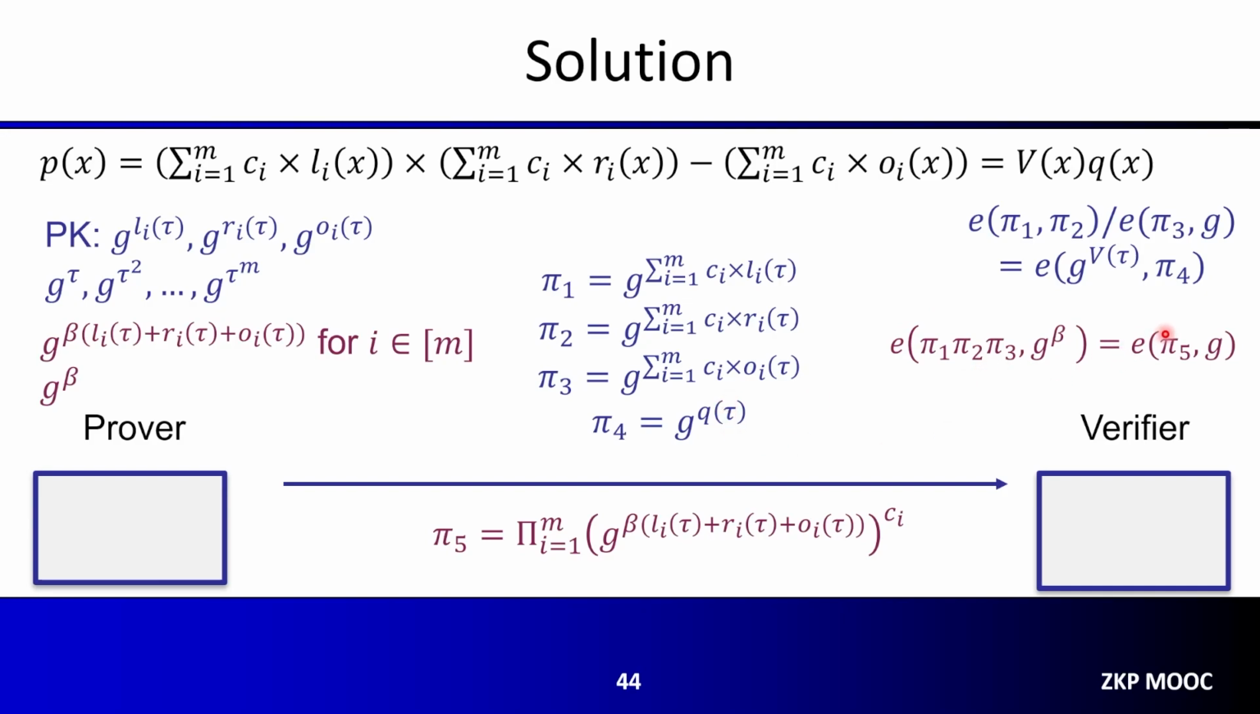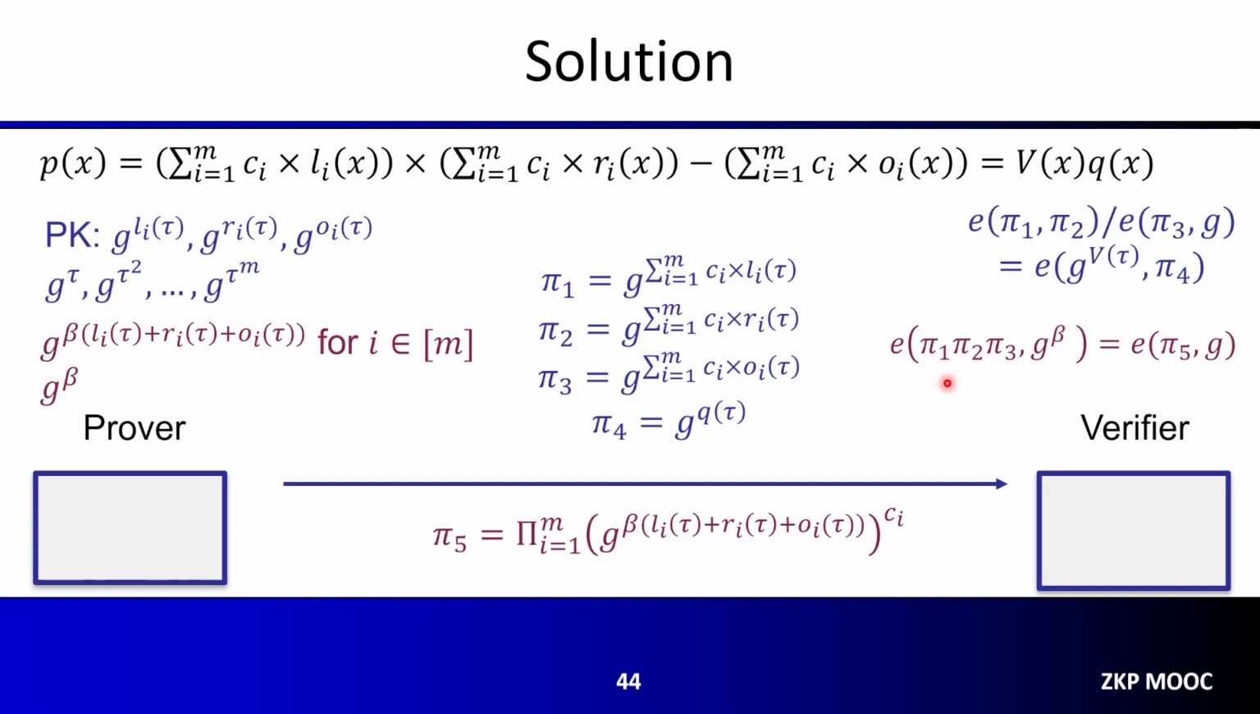Okay. And on the right-hand side, we have this summation of Li tau, Ri tau, and Oi tau given by the new public key. And then we're going to raise it to the coefficient of Ci. And if the prover is honest, this verification should pass because we have the same Ci times the summation of these Li, Ri, and Oi in the exponent. So that's the purpose of this additional check.